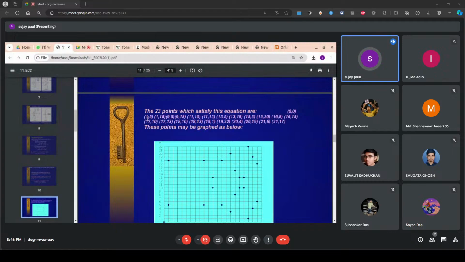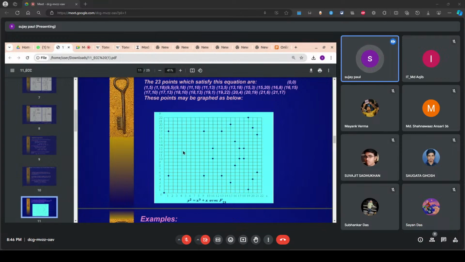If x is equal to 1, y is equal to 5 and 18. If x is equal to 9, y is equal to 5 and 18. If x is equal to 11, y is equal to 10 and 13. If x is equal to 13, then y is equal to 5 and 18. That's how we are getting the points.